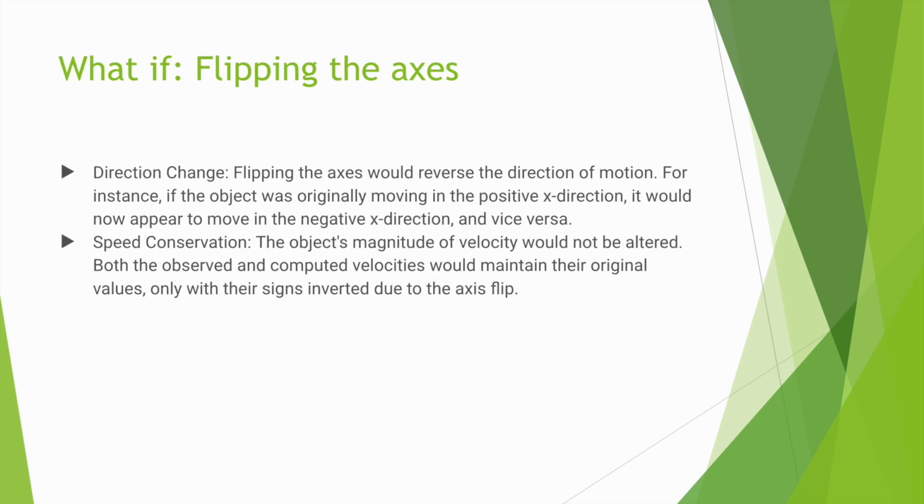What if we flip the axes? Will there be a direction change? For instance, if the object was moving in the positive x direction, it would then appear to move in the negative x direction, and vice versa. Same thing with the y-axis. With speed conservation, the magnitude of the velocity, or the speed, would not be altered. So both the observed and the computed velocities would maintain their original values, and their signs would be inverted because of the axis flip.